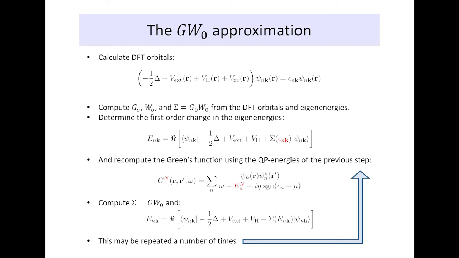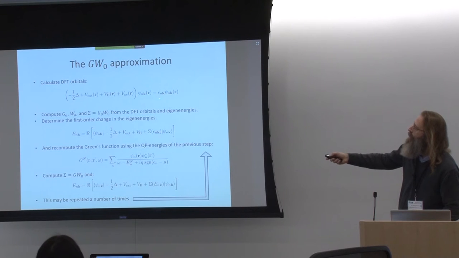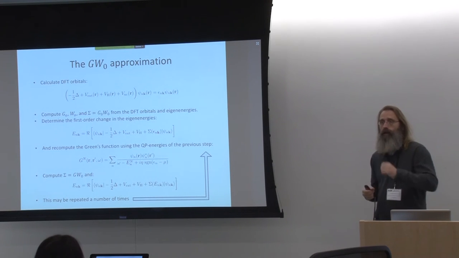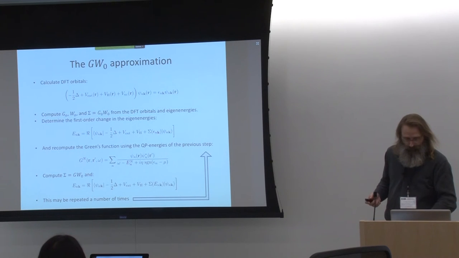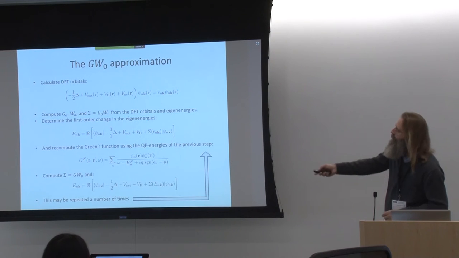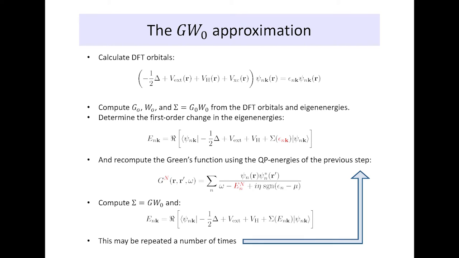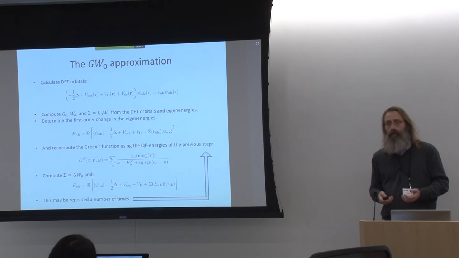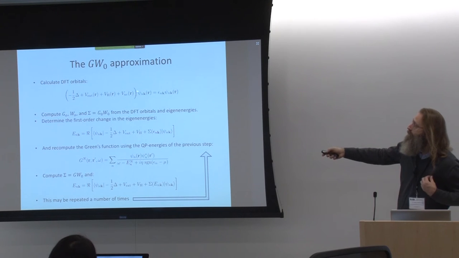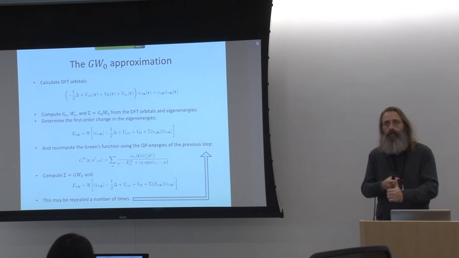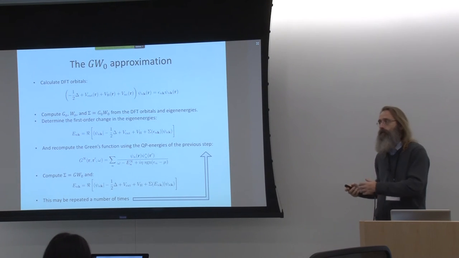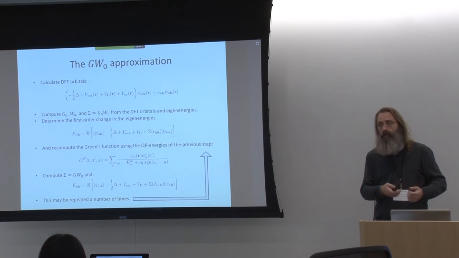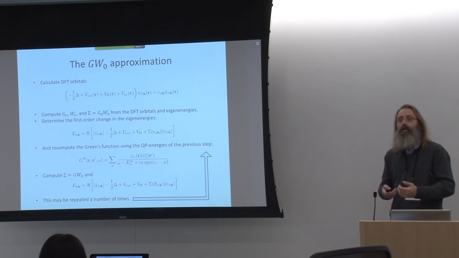One step beyond this would be what is called GW-naught, because these eigenenergies that we put into our self-energy go into the Green's function. But of course they also go into this Adler-Wiser formula for the screening, right? So we can distinguish between updating our Green's functions in terms of the eigenenergies. Do we want to transfer these quasi-particle energies that we get from single-shot GW into our new Green's function, or do we also want to put them into our description of the screening?